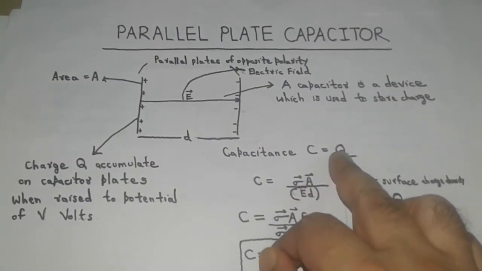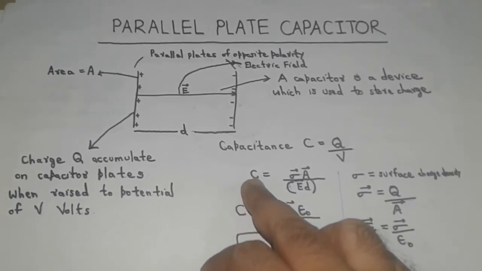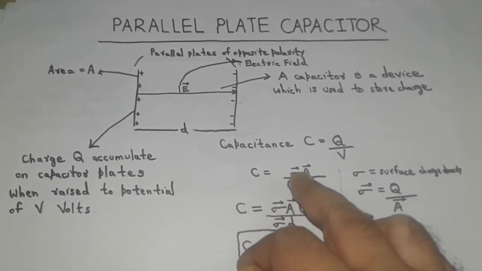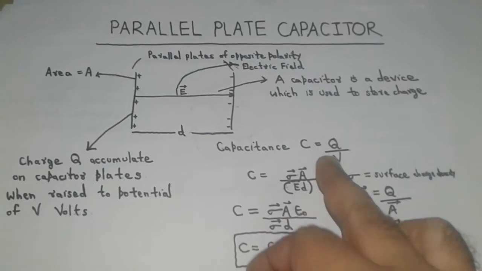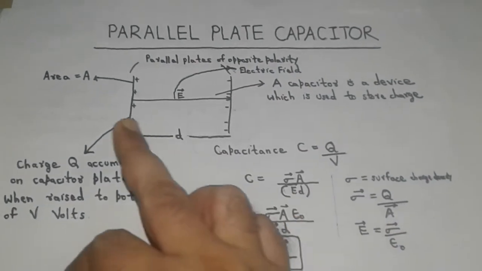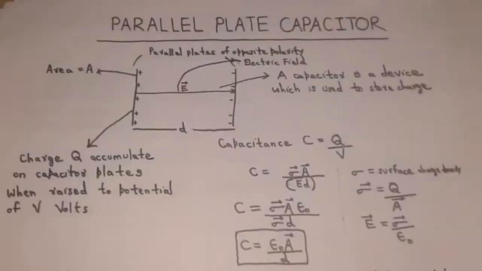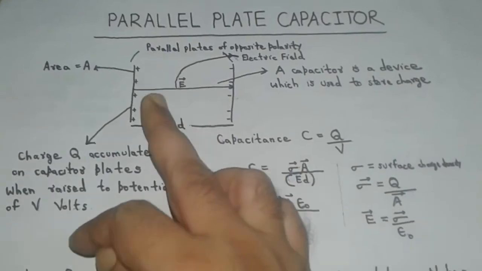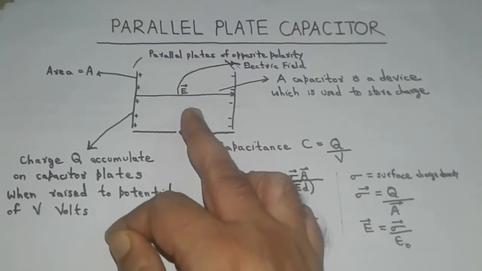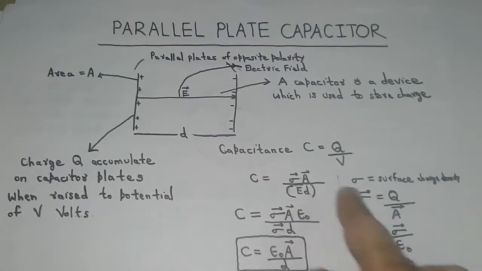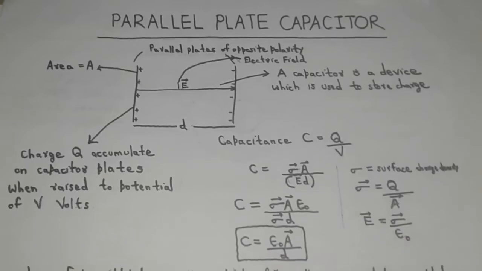So, substituting the value of Q in the above equation, we get the capacitance of parallel plate capacitor as C is equal to sigma A upon the potential difference between the capacitor plates, which can be written as electric field intensity between the capacitor plates into distance between the plates. The electric field intensity, which is directed from positively charged plate towards negatively charged plate in the space between the capacitor plates, is given by E is equal to sigma upon epsilon naught.